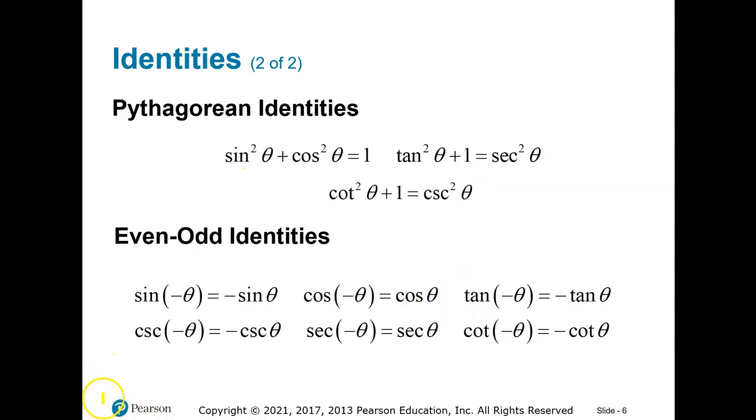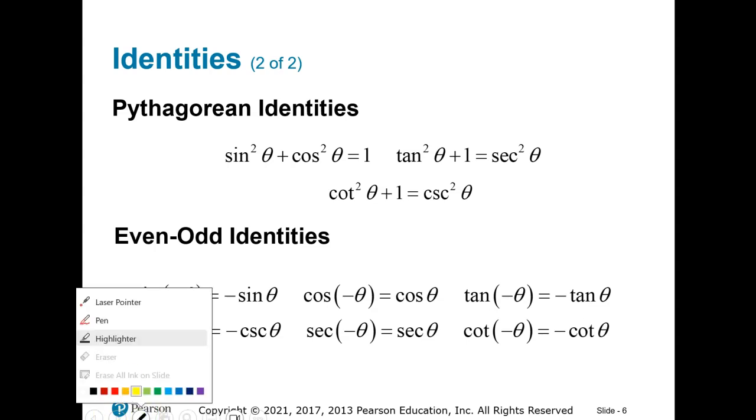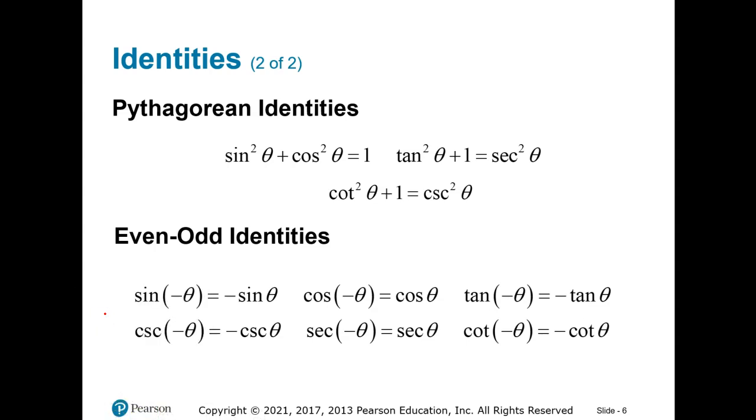So the Pythagorean identities, again, you're going to need to know these. You're going to need to memorize these. The Pythagorean identities come from the Pythagorean theorem and a combination of that with the unit circle. So if I take the unit circle and stick a point on that unit circle, there's cosine, sine. And I could drop a perpendicular straight down to the x-axis from that point, and that would make a 90-degree angle.